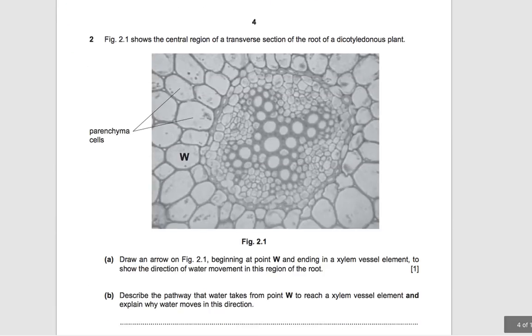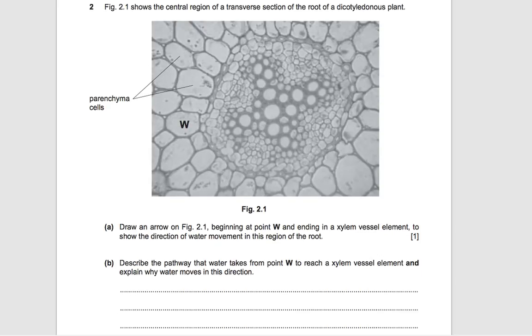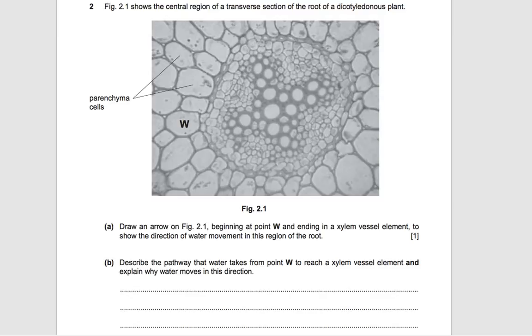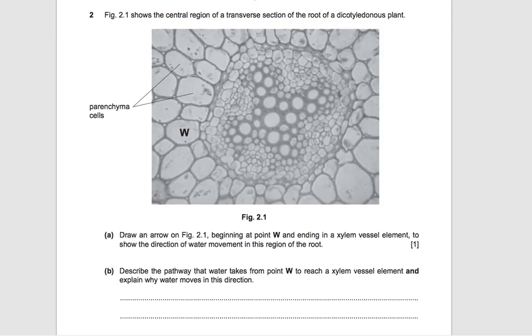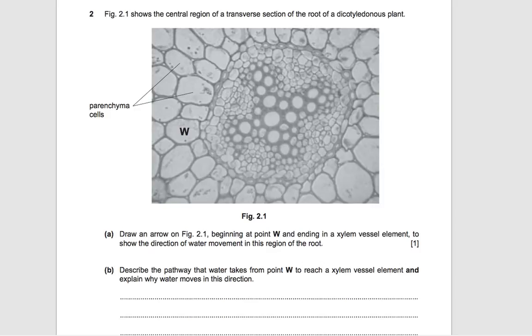Okay, second question. Figure 2.1 shows the central region of a transverse section of the root of a dicot plant. Draw an arrow on figure 2.1 beginning at point W and ending in a xylem vessel element to show the direction of water movement in this region of the root. So in the root, this cross shape is going to be your xylem, and water moves from these parenchyma cells into the xylem, so it would be in this direction, into any of these vessel elements.